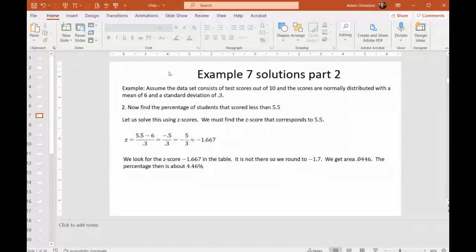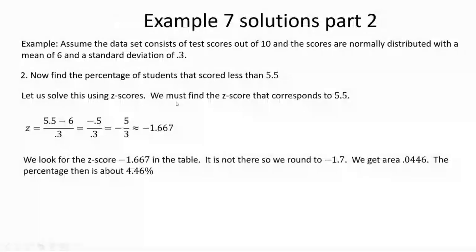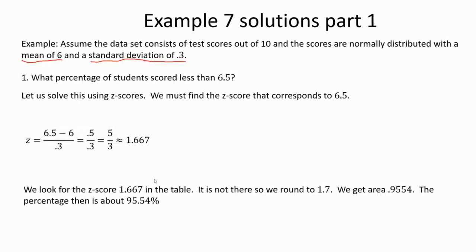That's the area we get there. Okay, so as a percent, we get 4.46. So that means the percentage of data values, or in this case, test scores, is less than 5.5. It's about 4.46%. Good. All right, good.